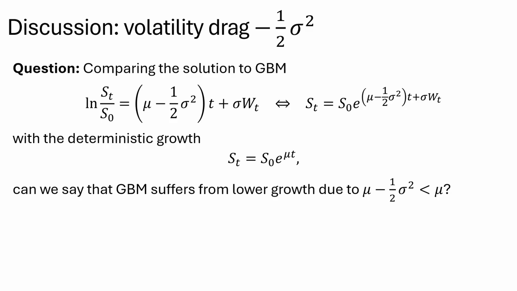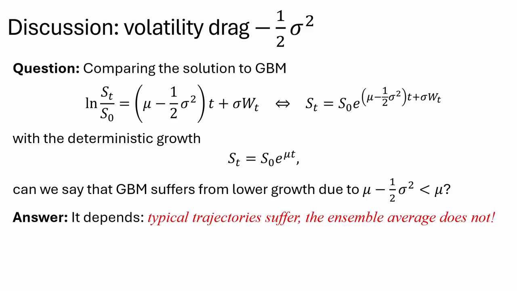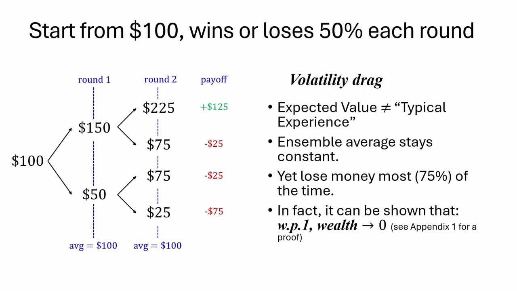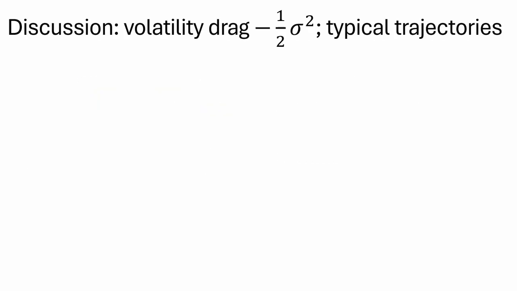And the answer is super interesting. It depends on what metric we're looking at. If we're looking at typical trajectories, GBM indeed suffers from lower growth. But if we're just talking about the ensemble average, the two are identical. Our little game at the beginning is the discrete analog of this phenomenon, and it's very counterintuitive. Basically, in a multiplicative system, the average is almost meaningless. Let's analyze the typical trajectories first.